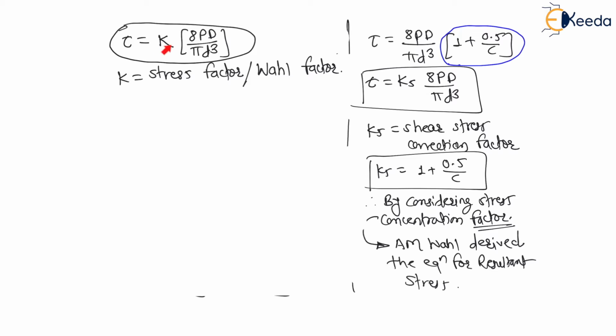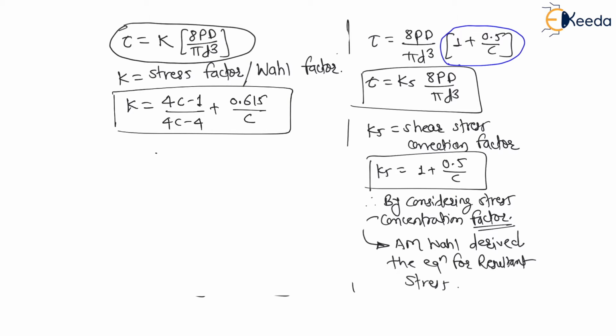That is, shear stress is equal to K 8PD divided by pi d cube, and K is Wahl factor or stress factor. And here Wahl has considered the effect of direct shear stress, torsional shear stress, as well as the stress concentration factor. And this K, which is nothing but Wahl factor, is given as (4C minus 1) divided by (4C minus 4) plus 0.1615 divided by C. Right.